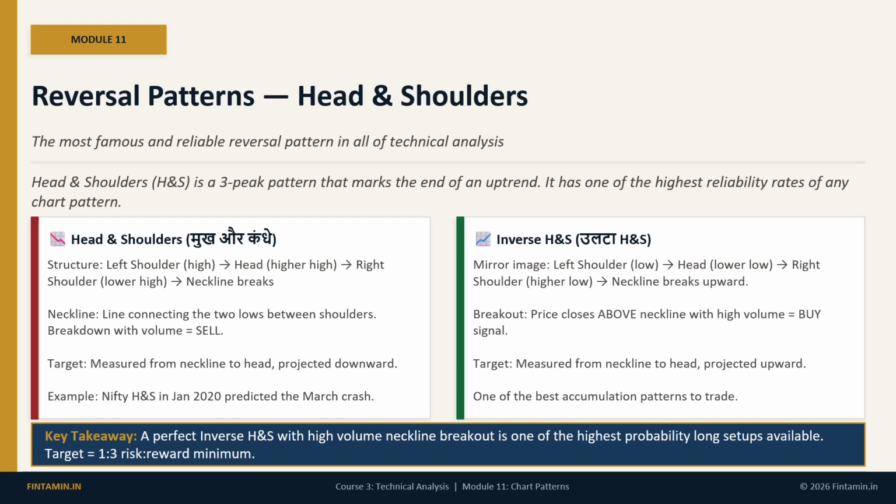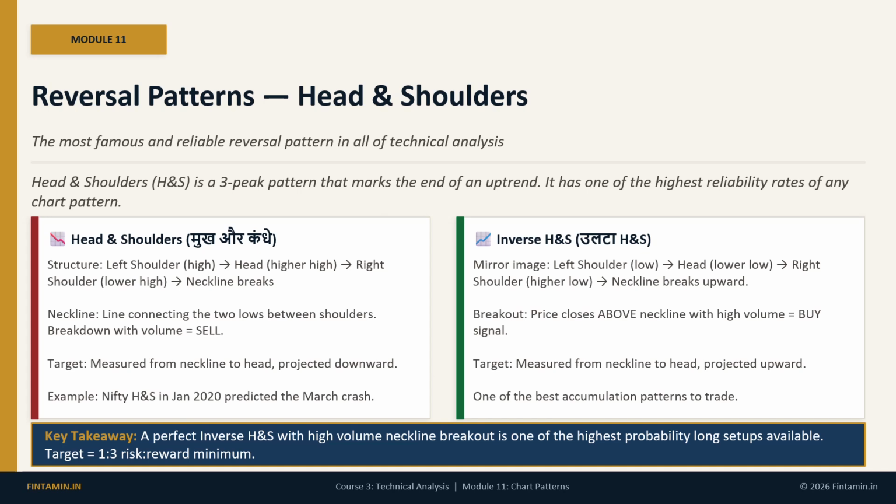The signal: when price breaks below the neckline with above average volume, that is the sell signal. The right shoulder on declining volume compared to left shoulder is a critical confirmation that buying momentum is failing. Target: measure the distance from the neckline to the top of the head. Project that distance downward from the neckline breakout point. That is your minimum downside target.